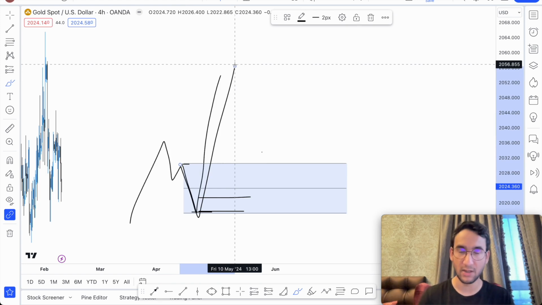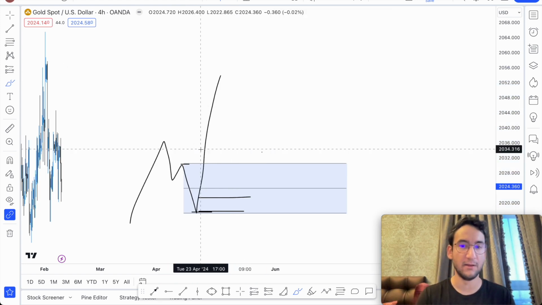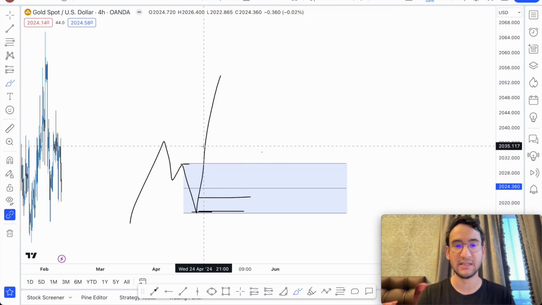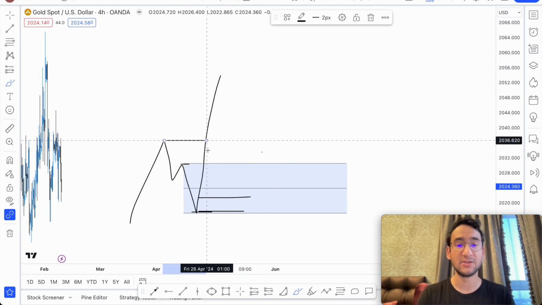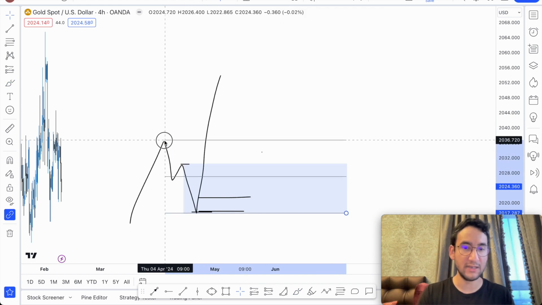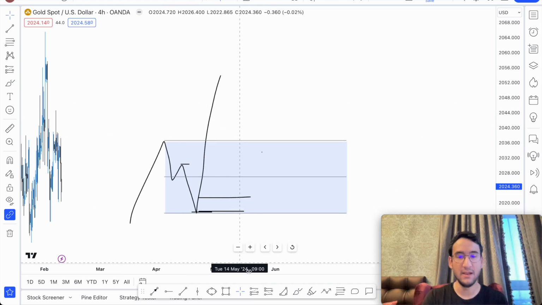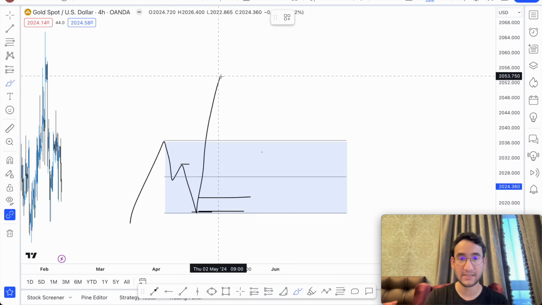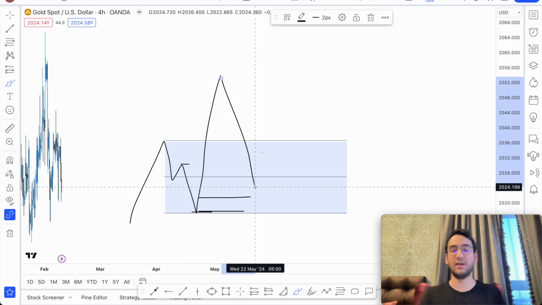So that's another idea that you guys can see, right? But also you can see that there's a high and there's a low there, which means that you can also highlight the whole entire zone just like this, okay? And then wait for price to get to the 50, right? That's also another area for price to get to.